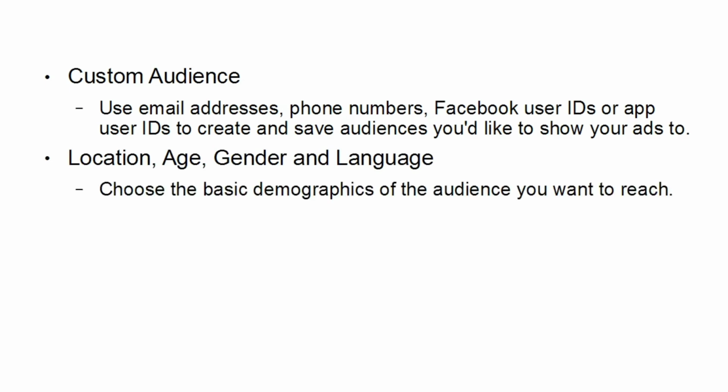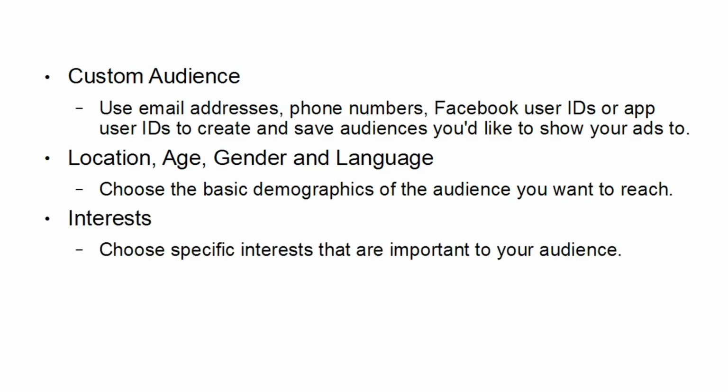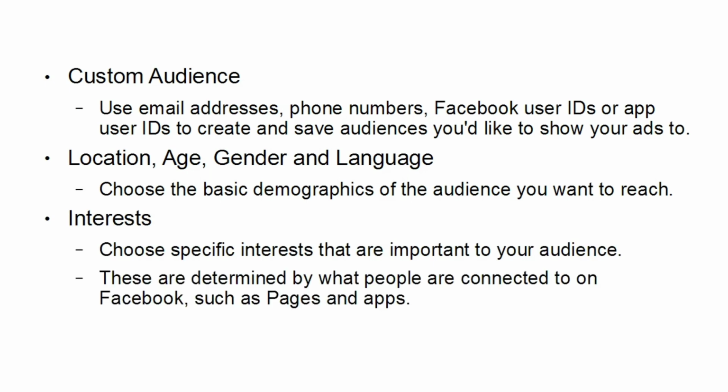You can also choose by location, age, gender, and language. And basically, these are the most basic demographics of the audience that you want to reach. You can choose by interest. You can pick specific interests that are important to your audience. And these are determined by what people are connected to on Facebook, such as pages or apps. So if you're in a hobby niche or you're in a business niche, you can zoom straight in and only target those particular people.